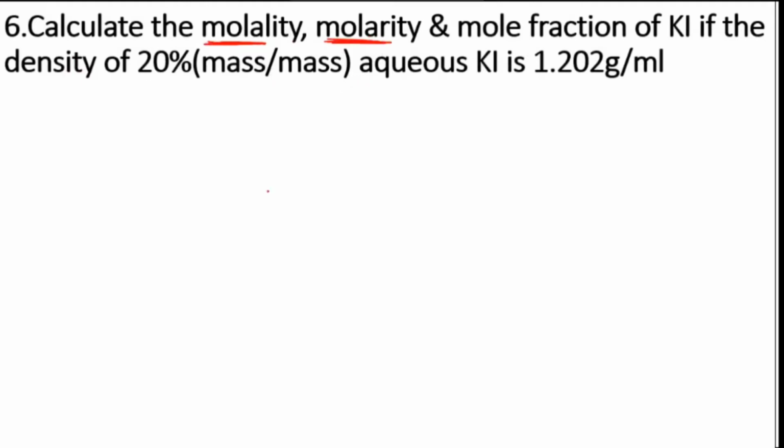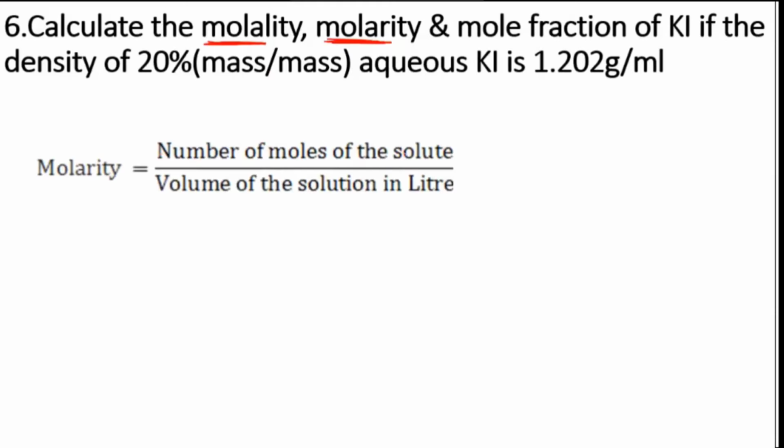To calculate molarity, you know the formula, no? Molarity is number of moles of solute divided by volume of solution in liter. So you need to calculate number of moles of the solute. In this 20% mass by mass aqueous solution of potassium iodide, 20% means 20 gram of the solute is dissolved in 80 gram of the solvent. So 20 gram is the solute part and 80 gram is the solvent part. Together they make 100 gram of solution.